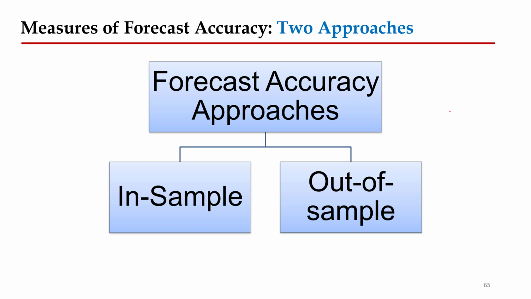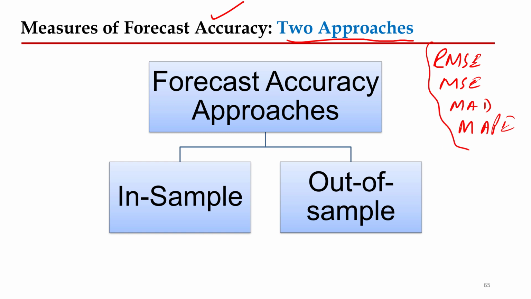Welcome to part 11, the last one of module 2, which is forecasting of production and service system planning part 1. In this lecture, we are talking about the two ways to report forecast accuracies. When we say forecast accuracies, we mean root mean square error, mean square error, mean absolute deviation, and mean absolute percentage error. Whatever measure of forecast accuracy you are measuring, there are two ways to report it.